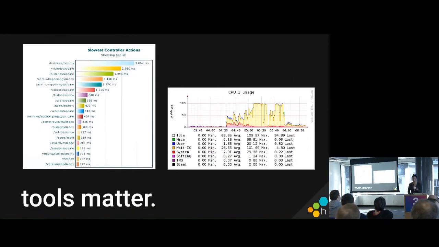All right, end of the sidebar. So tools matter. The data we feed into these tools matter. And our tools for understanding prod can't just talk in terms of CPU, memory, disk space.